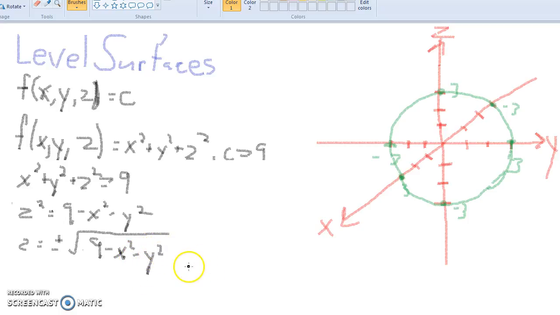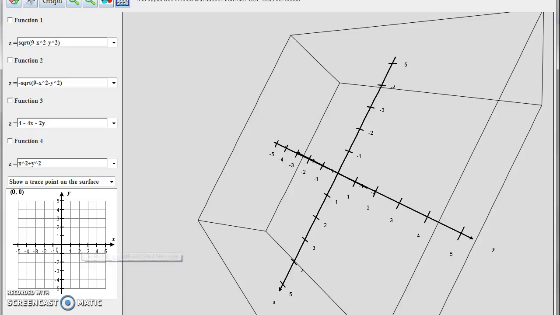So now that we have that in a z equals form, we can go back to CalcPlot 3D and plot this out. As you can see, I've already filled in for function 1 the square root of 9 minus x squared minus y squared, and for function 2, the negative square root of 9 minus x squared minus y squared. So we'll click both of those function buttons and hit the graph button. Now the other thing you'll notice is I've set the axes to 5.